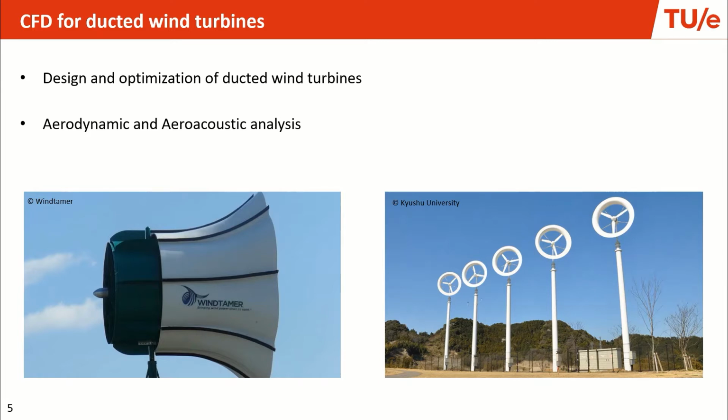CFD is typically used to design and optimize ducted wind turbines, so the duct itself and the wind turbine itself. It can be a decoupled analysis of the duct and the wind turbine, or a coupled analysis including the duct and the turbine. The result can be used for aerodynamic or aeroacoustic analysis. Here, for example, you see two different ducted wind turbines, one from the company Windtimer, and the other one a research project by Kyushu University.